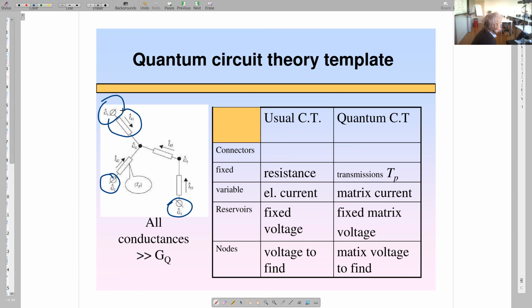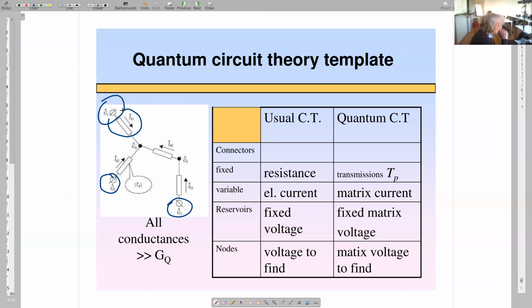In common circuit theory, it's a resistor. If you go to frequency domain, it could also be a capacitor or inductor, an element. And there's a current associated with this connector, which is a function of voltages, usually a linear function, of voltages at both ends of this connector.